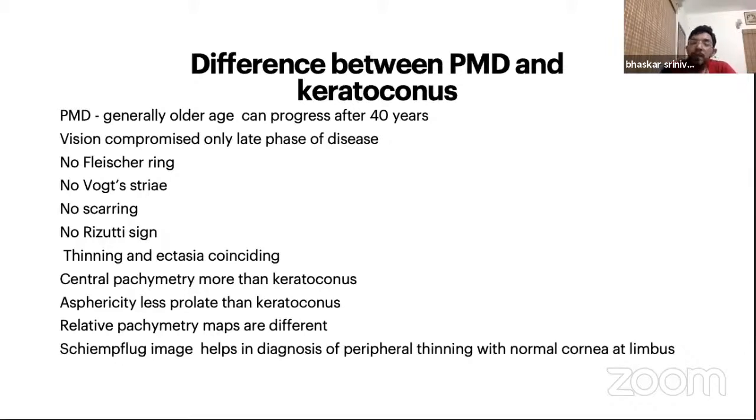If you look at the pachymetry maps, obviously the central pachymetry is a little thicker in pure PMD cases as compared to keratoconus. The asphericity is less prolate in PMD as compared to keratoconus, where it is going to be hyperprolate. The relative pachymetry map, in terms of how rapidly the pachymetry reduces, is also different. Again, it is important to look at the Scheimpflug image, because that gives you a picture similar to what you would see in the slit lamp, and it clearly demonstrates that your ectasia and thinning do not coincide.